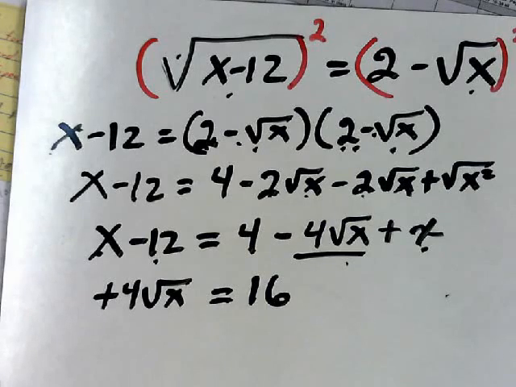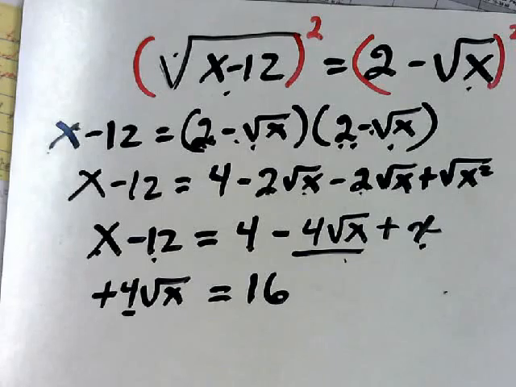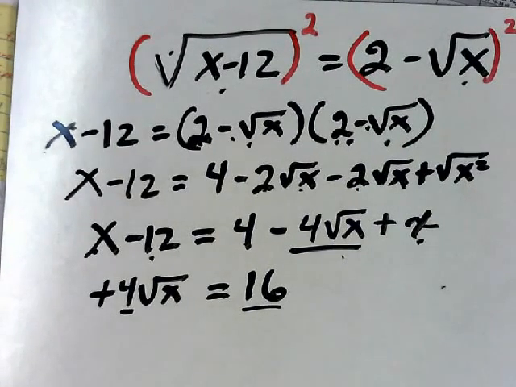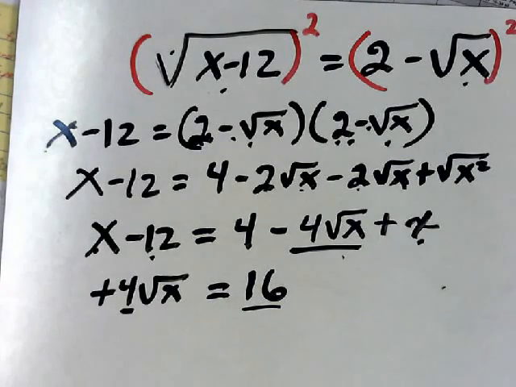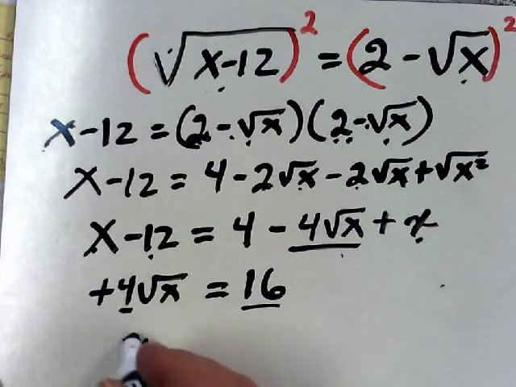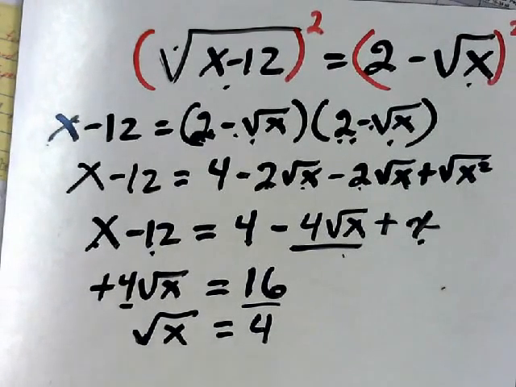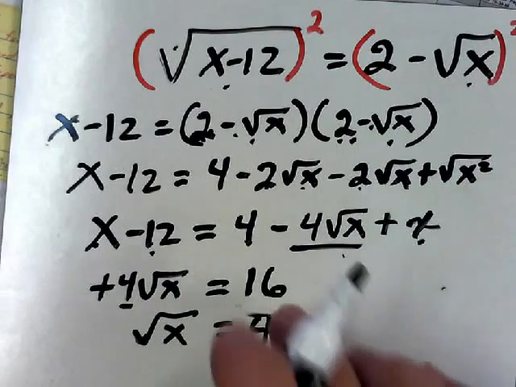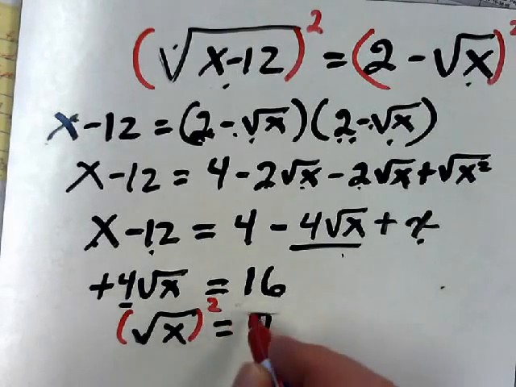Okay? If possible, I would take this coefficient before I started squaring into this whole number over here. Will 4 go into both 4 and 16? So I actually end up with the square root of x equaling 4, because I divided both sides by 4. Now what do I do to both sides? Because I isolated a radical. Square them.